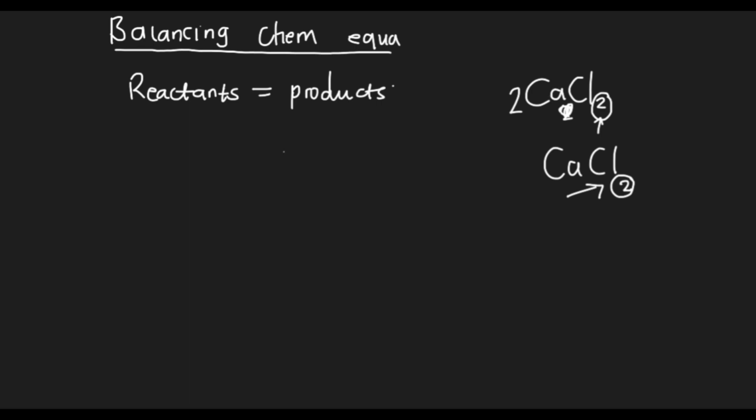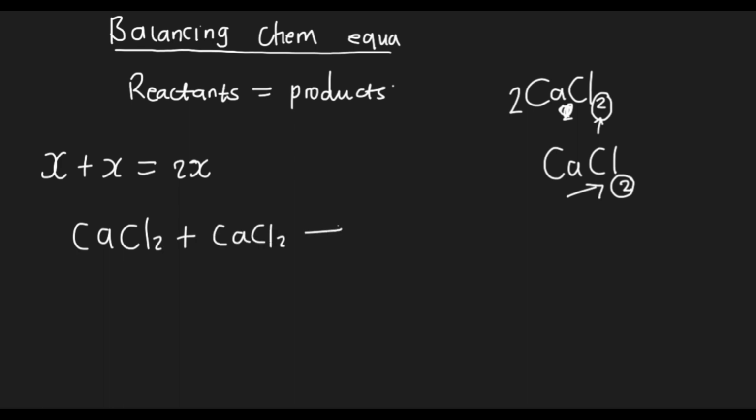Now I want you to view this as follows. If we look at algebra, we know that x plus x will give us 2x. So if we get calcium chloride plus another calcium chloride, we get 2 calcium chlorides. It means that in this compound of calcium chloride there is 1 atom of calcium, then another compound has 1 atom. So if we put 2 in front of this, it means that we have 2 compounds of calcium chloride. Now let's have our first example.